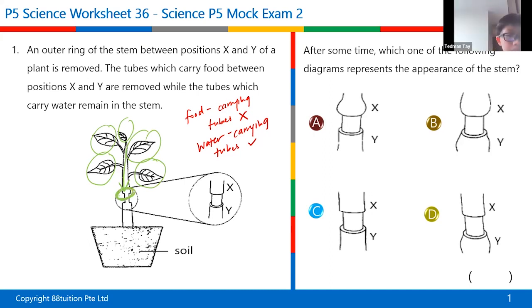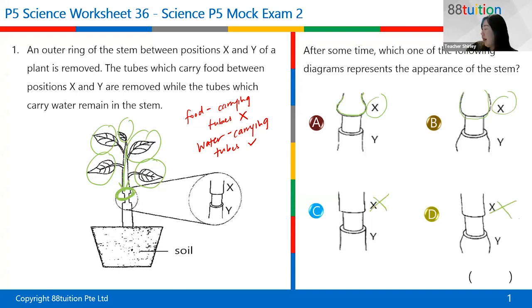No. So what happened? What do you think will happen to X then? It will clot. Yes, it will gather here and it will probably swell up like that. So it can be either this or this. This one is definitely not. Okay. So what about Y?